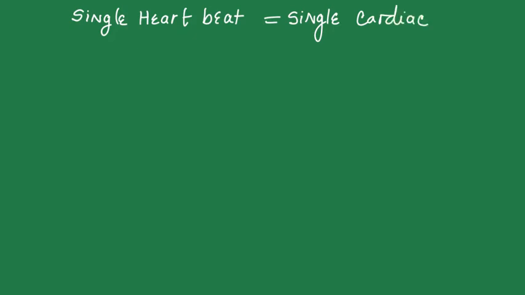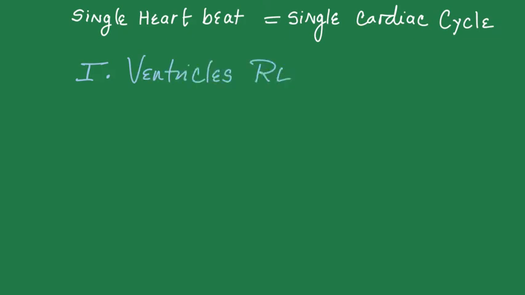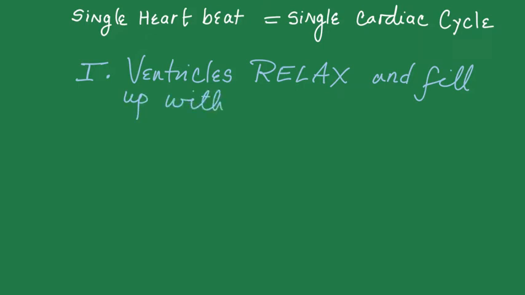A single heartbeat is also called a single cardiac cycle. Many events happen during this cardiac cycle, but we can summarize that into two major phases. Basically, two things happen and they all have to do with the ventricles. The ventricles relax fully and fill up with blood. We call this ventricular filling. So that's the first major phase of the cardiac cycle. Ventricles relaxing fully and filling up with blood. Imagine the ventricles as being two very large balloons, expanding and filling up with blood.